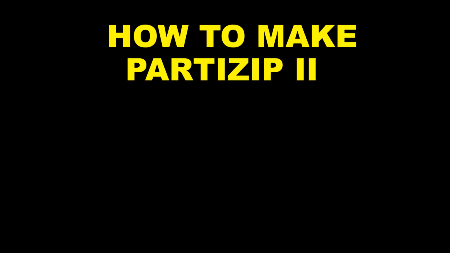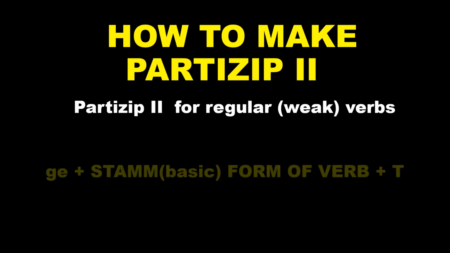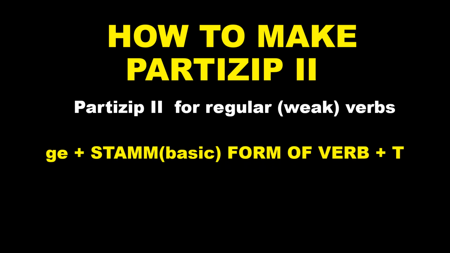How to make Partizip zwei? Now, the simplest way. First of all, we are going to understand how to make Partizip zwei for regular verbs, which are also called weak verbs. This is the basic rule: we take ge plus Stamm. Stamm means the basic form of the verb, plus t at the end of the verb.